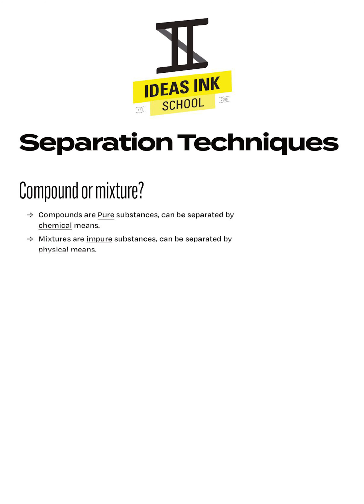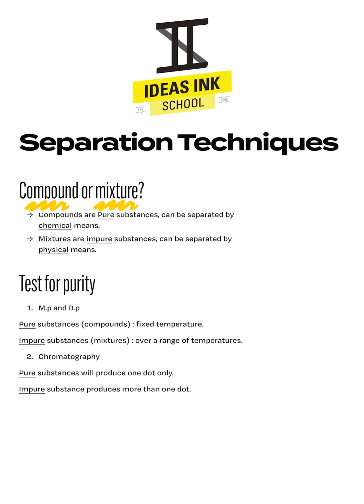Let's begin by stating some of the differences between a compound and a mixture. Compounds are pure substances that can only be separated by chemical means, while mixtures are impure substances that can only be separated by physical means.